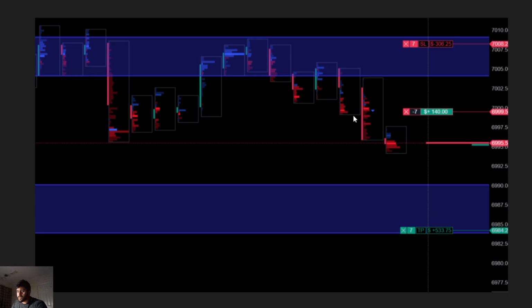My execution for that day came at this price, 6999.5. I went in with 7 contracts on MES. First target down here at 533. So roughly a 1 to 1.78 risk reward.